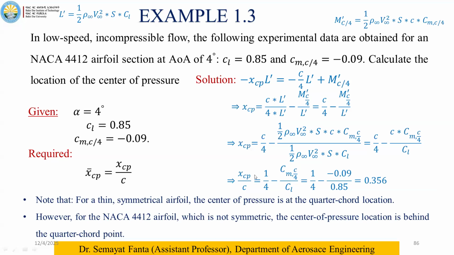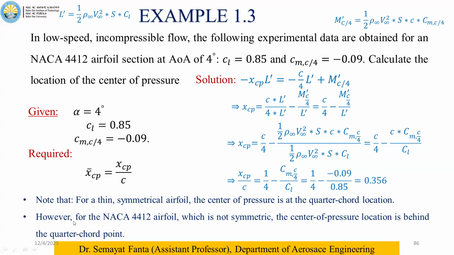That means, in the actual case, especially for the symmetric aerofoil, the CP is located at the quarter chord, which is 0.25 times c. But here it is 0.356. That means the location of the action of the resultant force is shifted behind the quarter chord. That is the meaning.